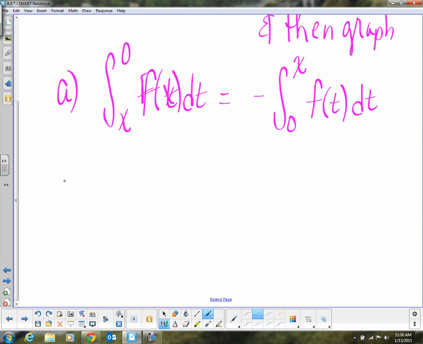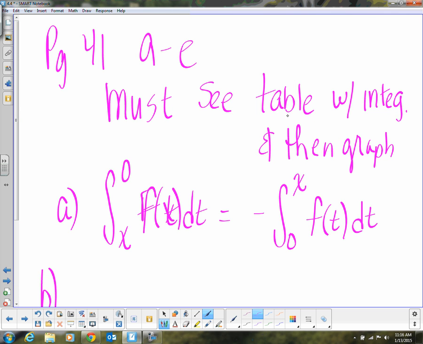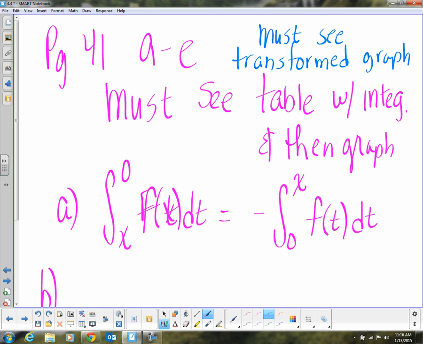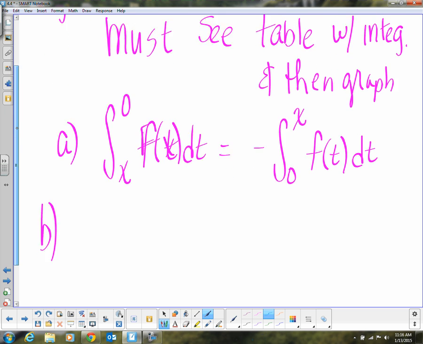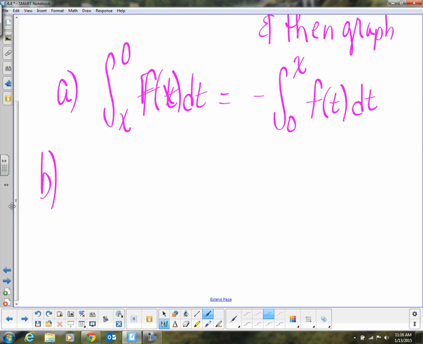For B. Okay. Let me also make this statement. I must see the table with integrals and then your graph, but I must also see the transformed graph, because it's the transformed graph you are going to use to do this. Does not apply to A. It starts to apply to B. Must see transformed graph. On B, we have 0 to x, so we're good there. But now we're going to do f of negative t.